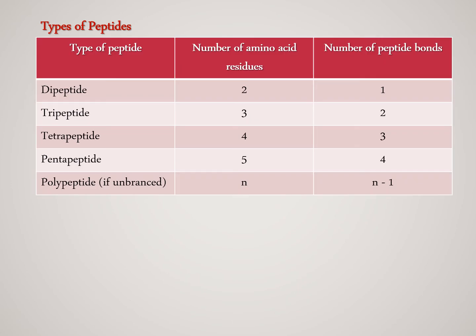Let us now understand the different types of peptides. If you have a dipeptide, you would have two amino acid residues, and one peptide bond would be found. If there's a tripeptide, there would be three amino acid residues and two peptide bonds. If there is a polypeptide, there would be n number of amino acid residues and the number of peptide bonds would be n minus 1. This is the general formula used to find out the number of peptide bonds depending upon the number of amino acid molecules present.